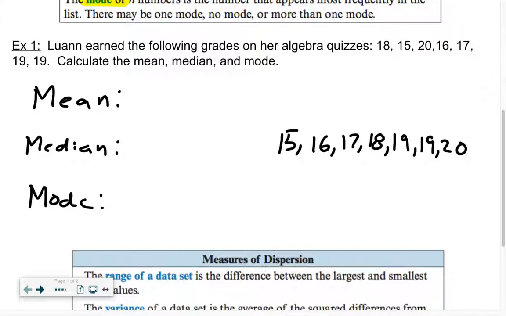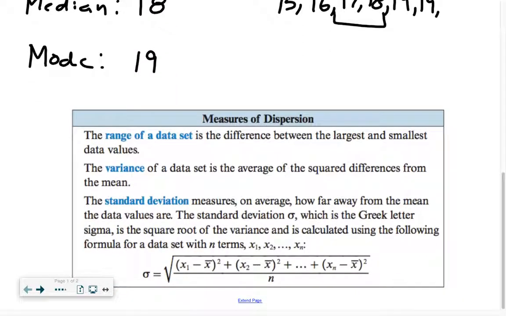Answers that we came up with for the mean: 17.7. Do we agree? Hopefully so. How about for the median, the middle value? Now suppose we didn't have this 20 here. Suppose we have an even set of values. Now what would the median be? We identify the middle two values, which is 17 and 18, and then we take the average of those, which is just going to be 17 and a half. Mode? 19.